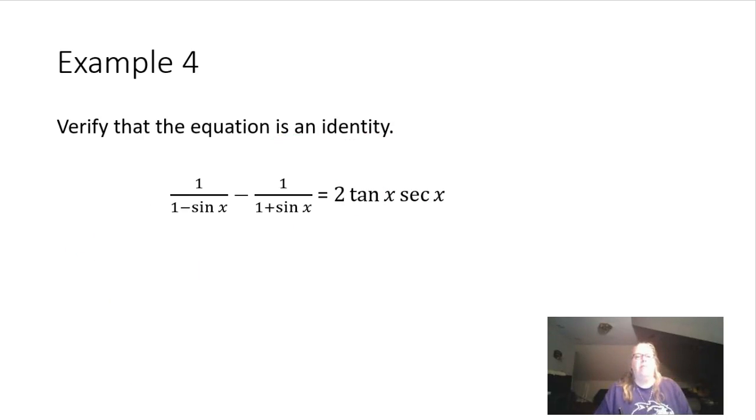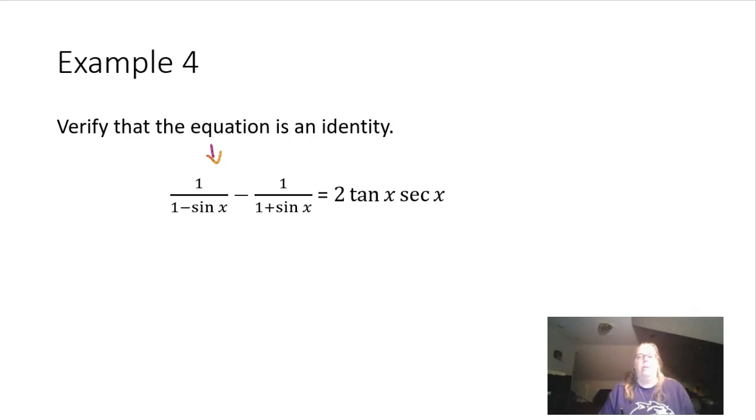Example 4, verify that the equation is an identity. 1 divided by 1 minus the sine of x minus 1 divided by 1 plus the sine of x is equal to 2 times the tangent of x times the secant of x. Okay, in a case like this, I'm probably going to choose the left-hand side here because it's easier to change an addition or subtraction into a multiplication over here. So I'm going to be working on the left, and I'm going to try and make it look like what I've got going on the right here.